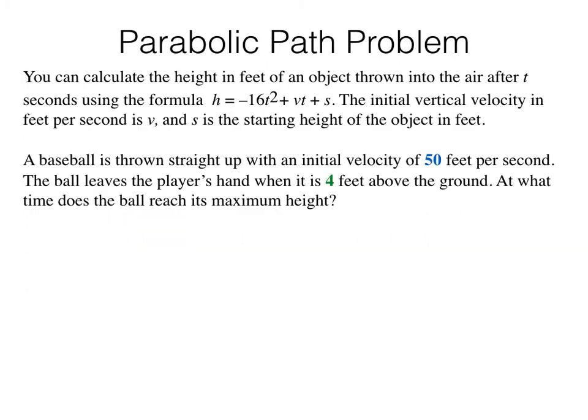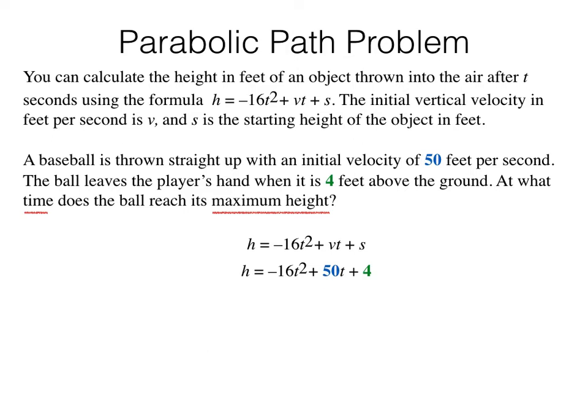We're told that a baseball is thrown straight up with an initial velocity of 50 feet per second. That will be our v in the formula. The ball leaves the player's hand when it is 4 feet above the ground. That will be s. At what time does the ball reach its maximum height? So we'll first start by writing the formula. We'll substitute 50 for v and 4 for s.